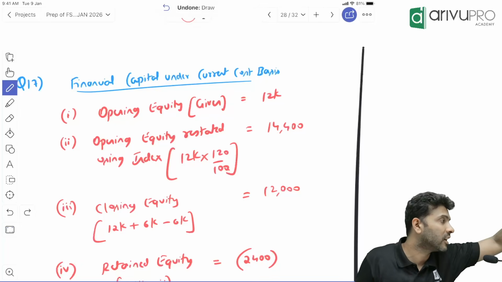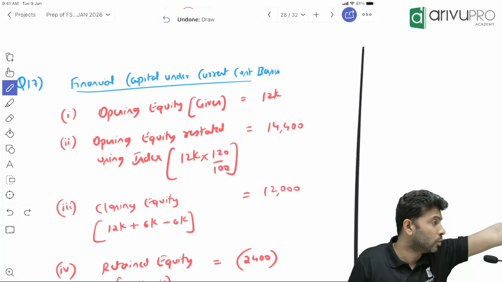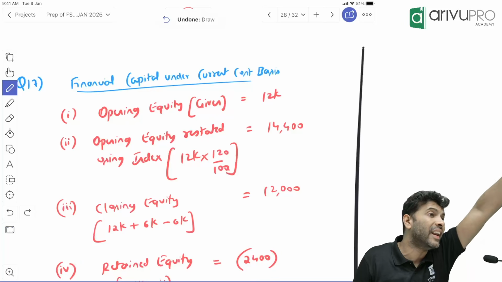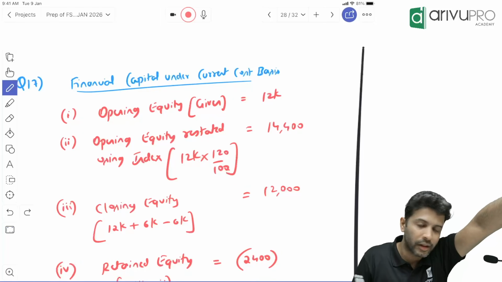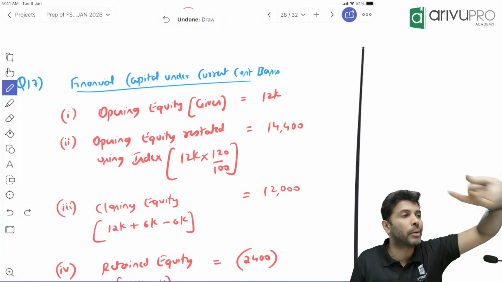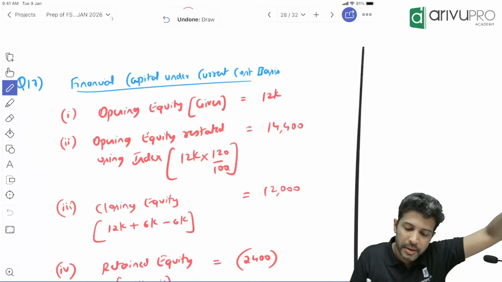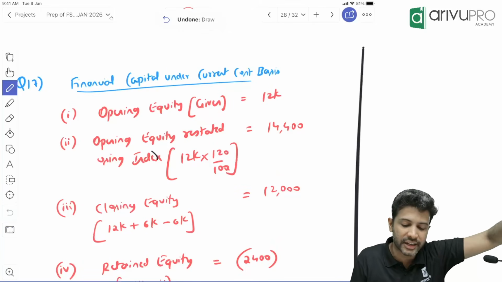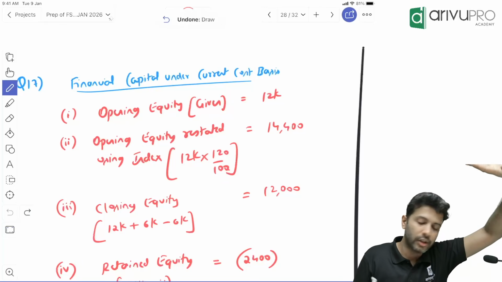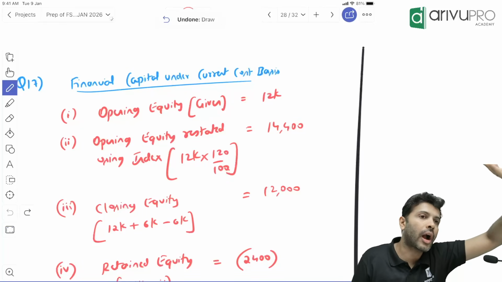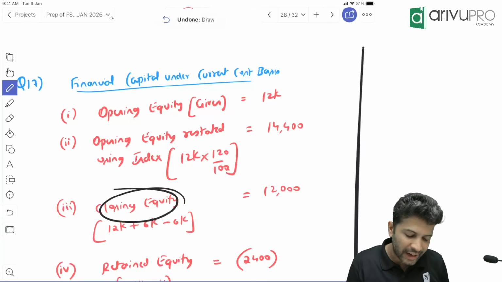14,400. Yes. This much money you need to buy the goods in the next year. Comfortable? This much money you need to buy the goods in the next year. See, that's what we got here. Correct? That is what we mean by opening equity restated using the index. This number makes sense now? Pakka? Now find out the actual closing equity.